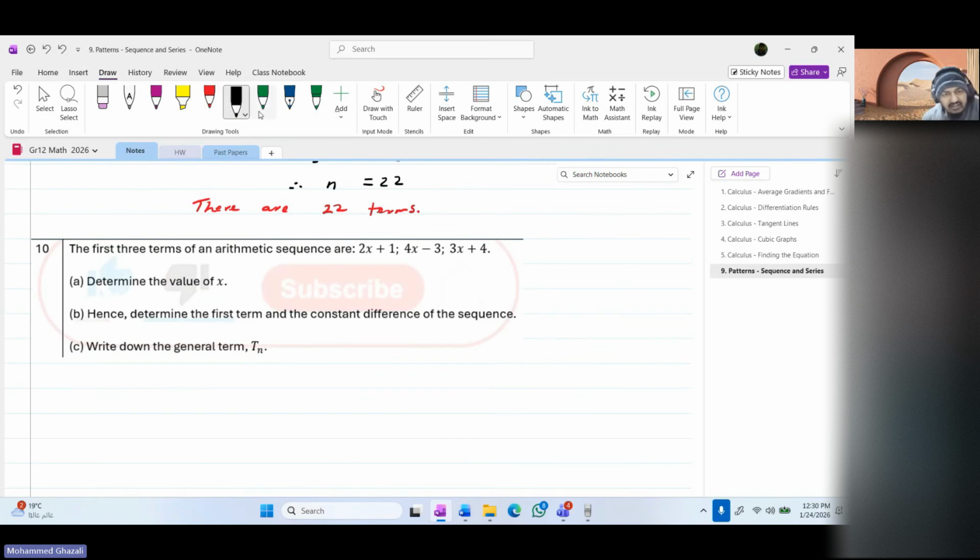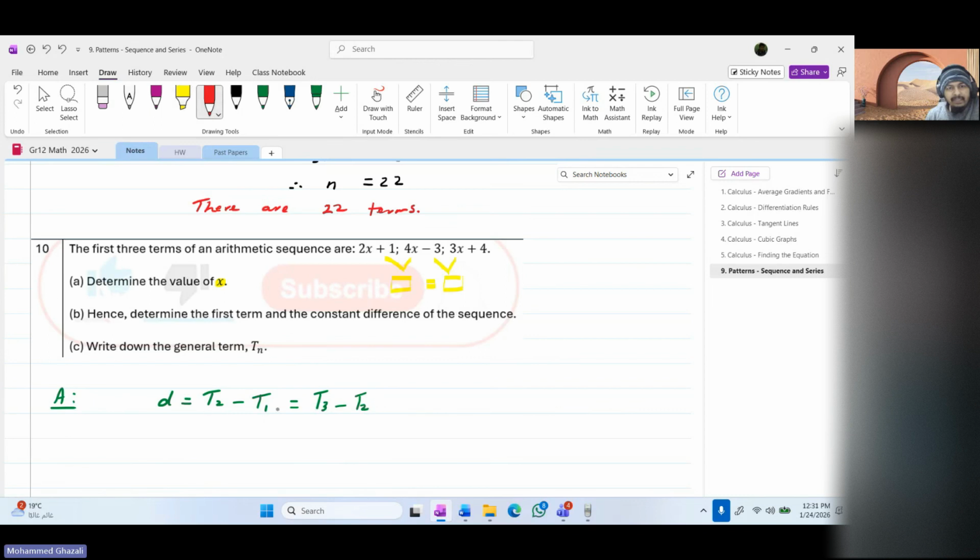How are you going to find the value of x? Remember common difference. The theory of common difference is that D is equal to term 2 minus term 1, which is also equal to term 3 minus term 2. That's what common difference means. It means the differences are common. So if you subtract those two and those two, they must be equivalent.